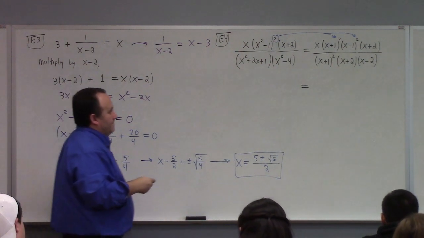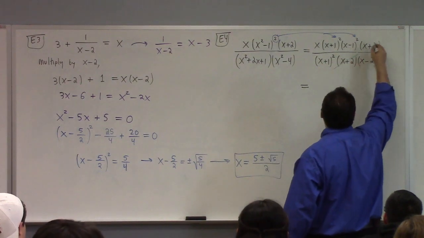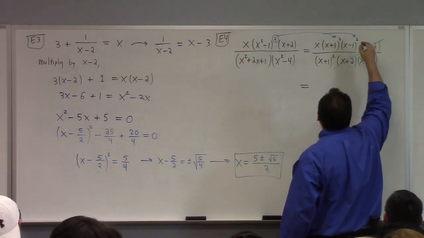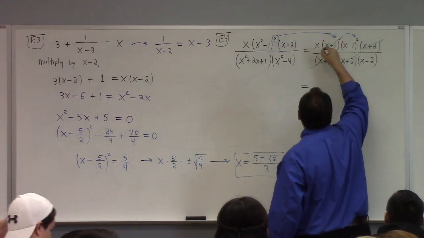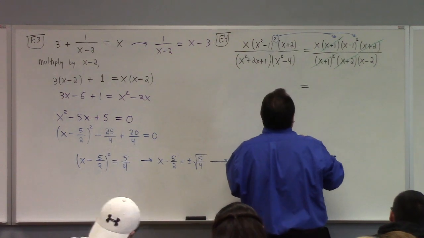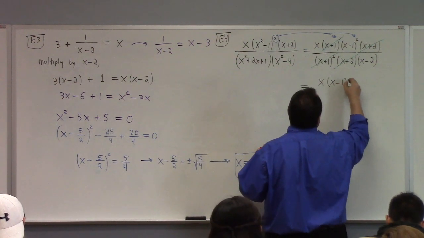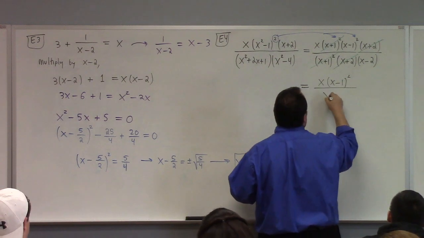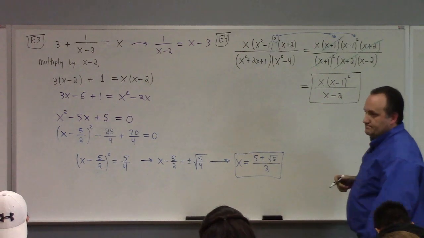So we need to cross out the like terms. That's right. So we've got x plus 2 and x plus 2. We've got the x plus 1 squared, and it's upstairs and downstairs. And what are we left with? Well, we're just left with x times x plus 1 squared over x minus 2. There you go. And that would be how we'd simplify that.